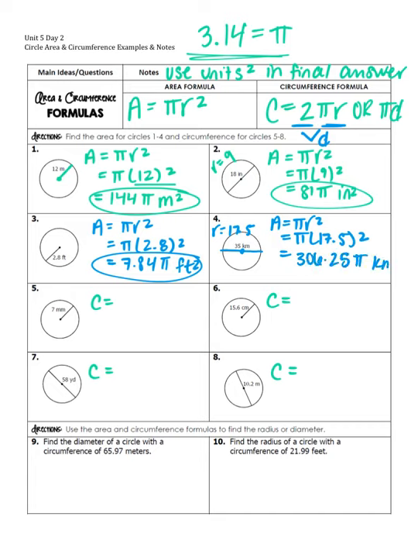And this is kilometers squared for our units. Okay, so that's area. That's how you find the area. You just use that little formula that we've got. Let's move along to circumference.